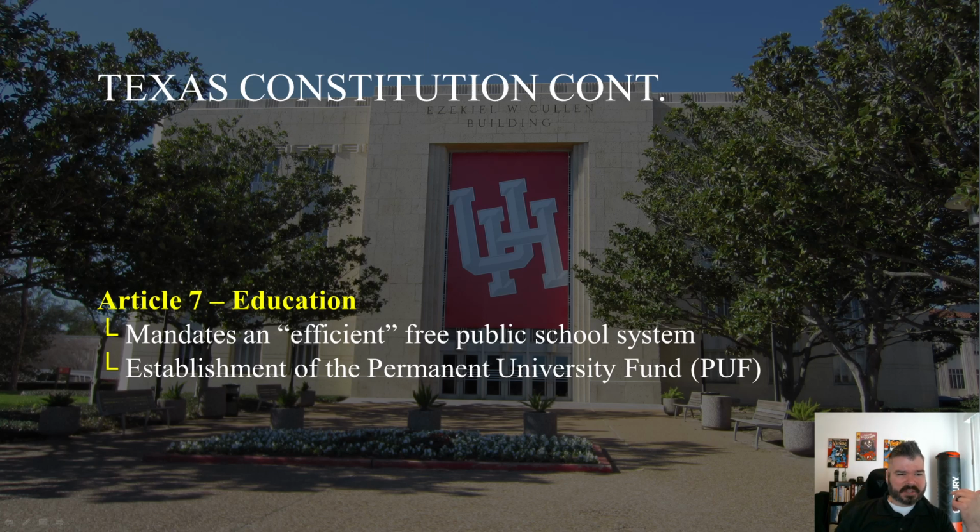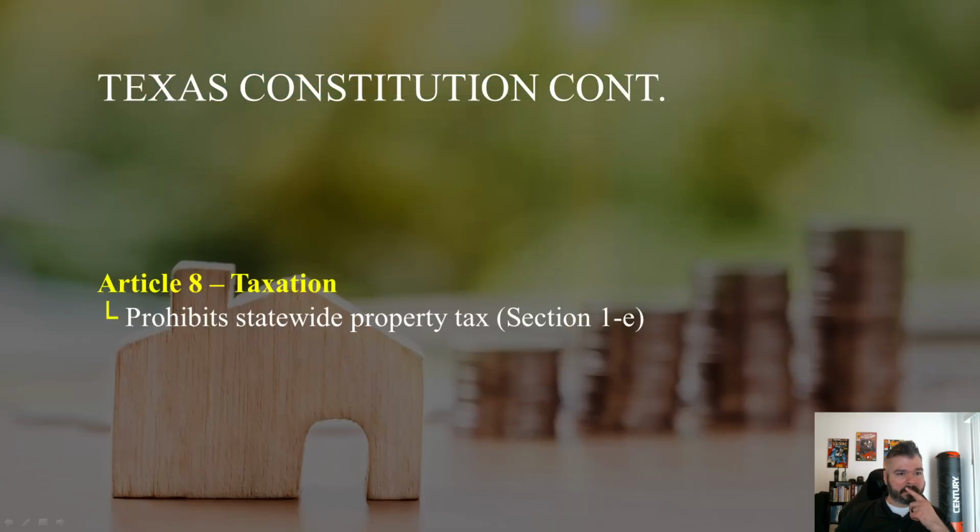Article 7 also establishes the Permanent University Fund, the PUF, which funds research for institutions like A&M and the University of Texas, UT. So we can find this in Article 7. We got more ground to cover, so let's keep going.